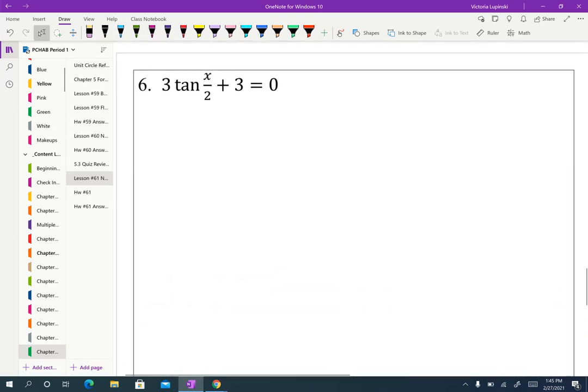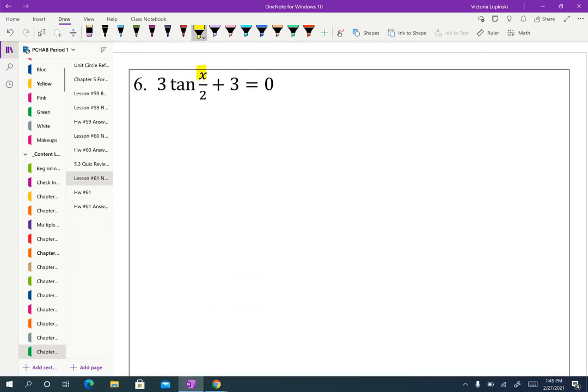So 3 times the tangent of x over 2 plus 3. And again, the difference here is the fact that it's x over 2. So you're going to disregard that for a minute, and you're going to solve just like you normally would. So the tangent of x over 2, you would subtract the 3 and then divide by 3, which is going to give you the tangent of x over 2 equals -1.